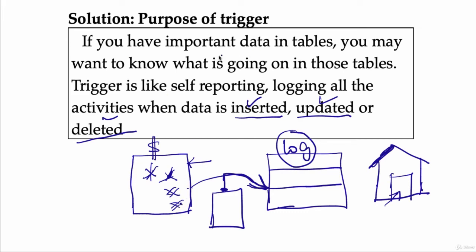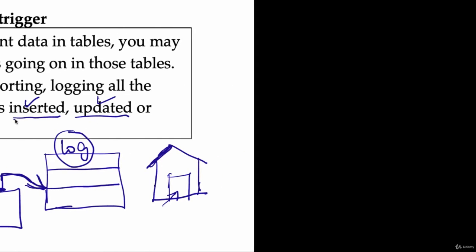That's why we say, if you have important data in tables, you may want to know what is going on in those tables. Trigger is like self-reporting, logging all the activities when data is inserted, updated, or deleted.